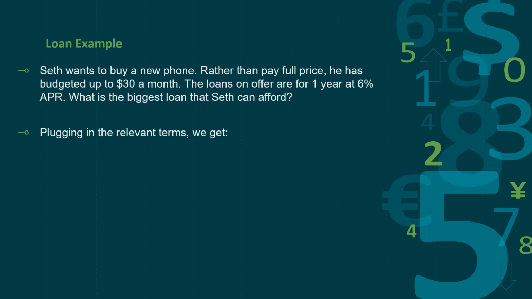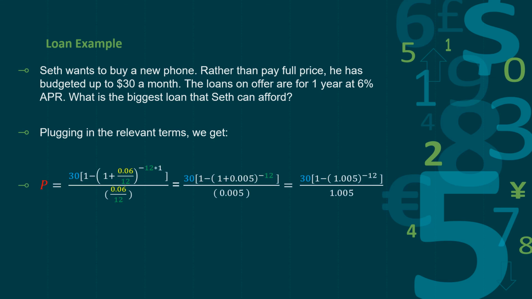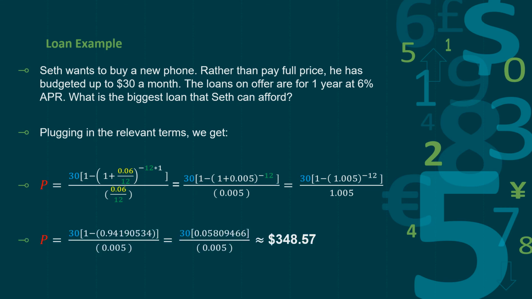Plug in the relevant terms, and you get all of that. See that 30 is his monthly payment, and 0.06 is his rate. 12 is the number of times he's compounding. T is 1, well, that's because we do it for 1 year. And when we clean all of this up, we get $348.57. So he's probably not buying the brand new iPhone, which probably costs like $1,000, but he's not getting nothing. So that's kind of nice.